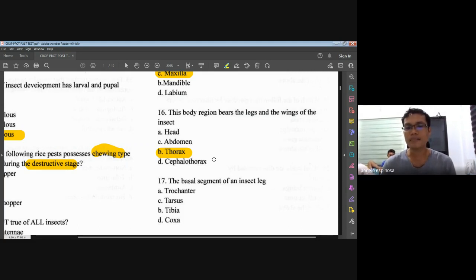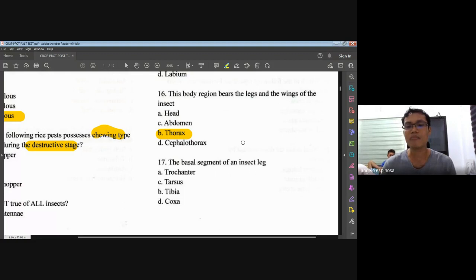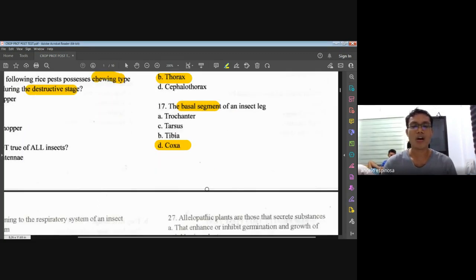Number 17. The basal segment of an insect leg. Pag sinabi mong basal segment, ibig sabihin yung kauna-unahang parte ng leg ng isang insekto, which attaches to the main body ng isang insekto, or sa shoulder, or the scapula. So the correct answer for that is letter D, that is coxa.